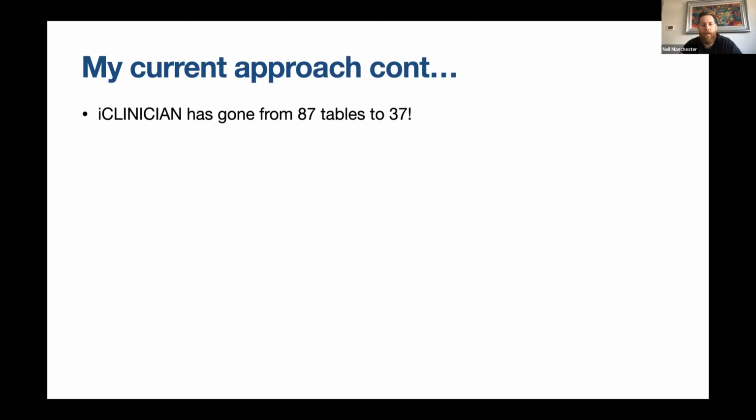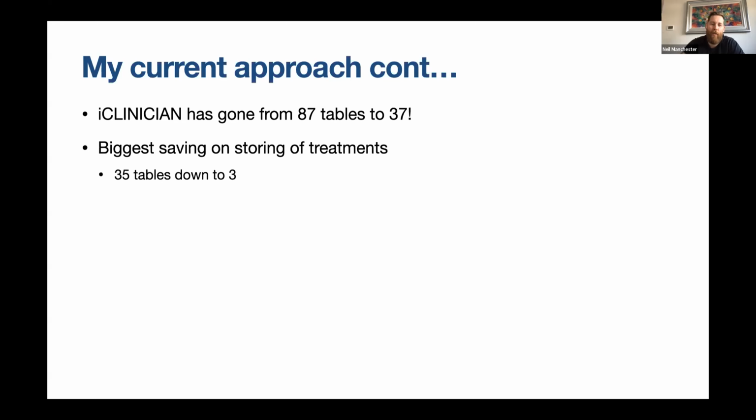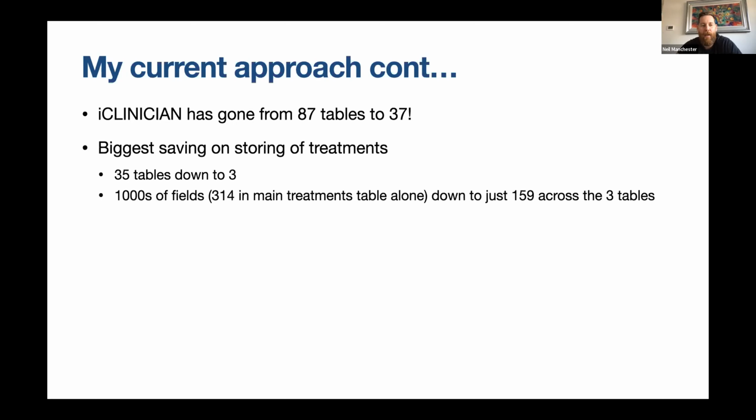And what that meant was I've managed to go from 87 tables down to 37, which just made me realize how much crap, for want of a better word, is in the current file, and how bloated it had become. The biggest savings have probably been on treatments. My treatments were stored in 35 tables for various different things. I've managed to get that down to 3.